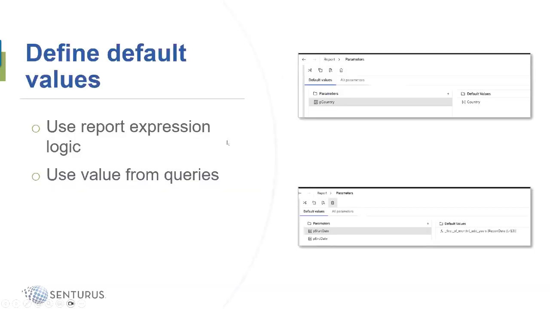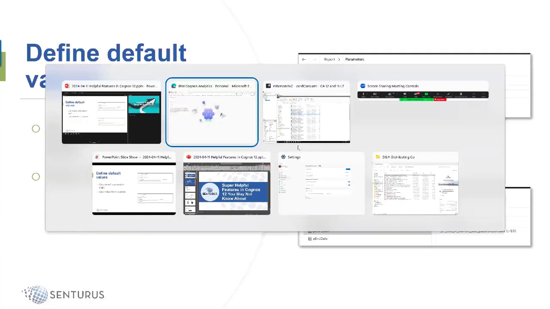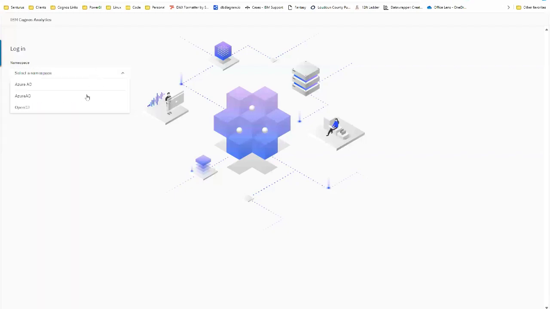So in here, I've got the ability to do different things. I can use report expression logic. So I'm going to do one here where I use things like first of the month, adding years, and things like that you probably use if you had to manipulate some dates. And I'm going to be able to just pull a value from a query and use that to drive the default value. These are things that are new that you couldn't do in the past. So let me jump to the live demo now and log in here.